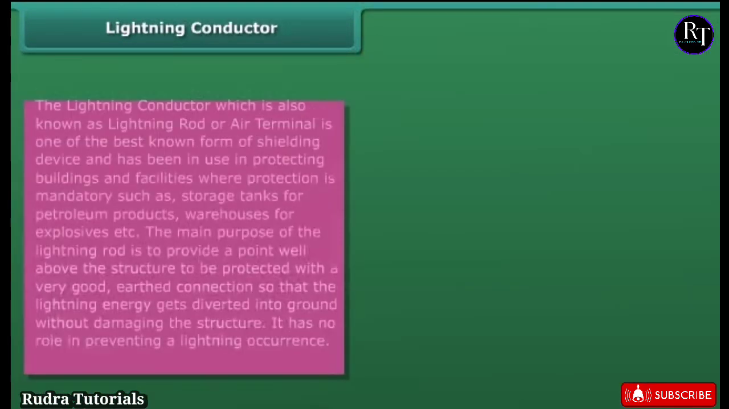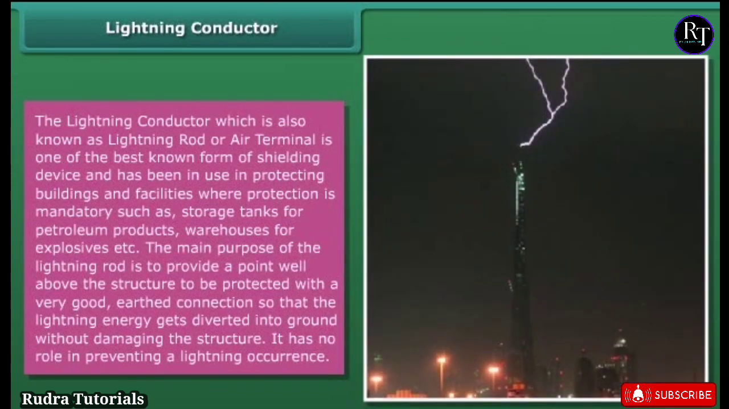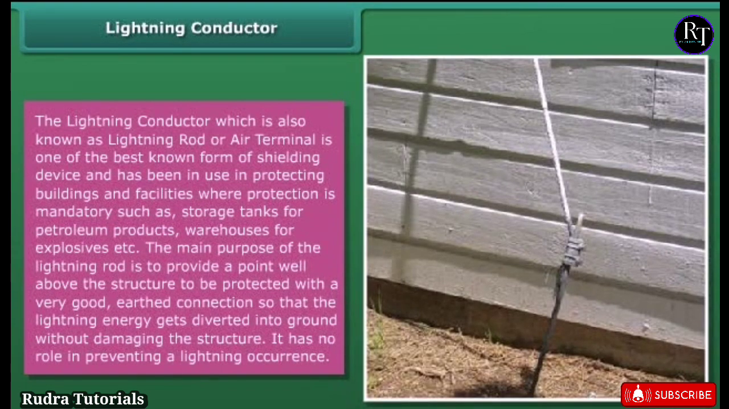Lightning conductor. The lightning conductor, which is also known as lightning rod or air terminal, is one of the best known forms of shielding device and has been in use in protecting buildings and facilities where protection is mandatory, such as storage tanks for petroleum products, warehouses for explosives, etc. The main purpose of the lightning rod is to provide a point well above the structure to be protected with a very good earth connection so that the lightning energy gets diverted into ground without damaging the structure. It has no role in preventing a lightning occurrence.